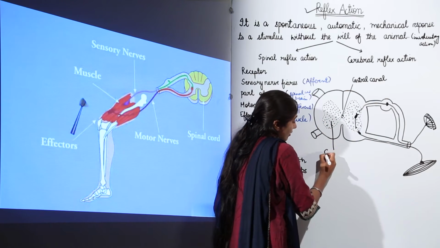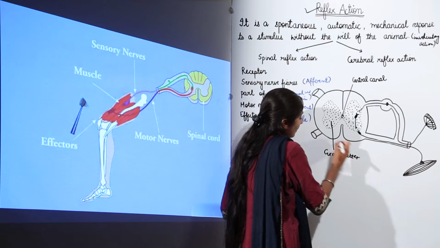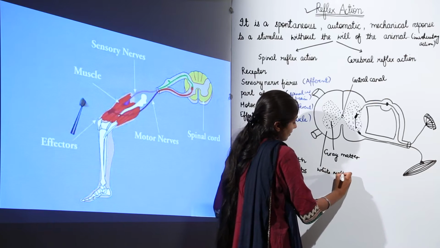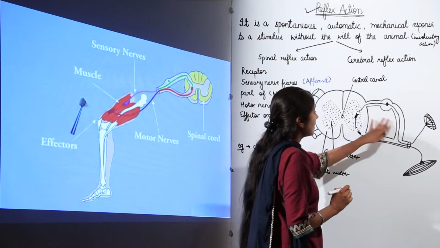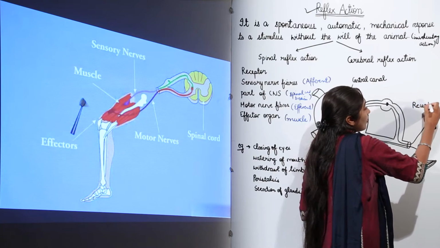This we label as grey matter and this we label as white matter, right? And you can just see here, this is the receptor. I told you we need 5 of these things.